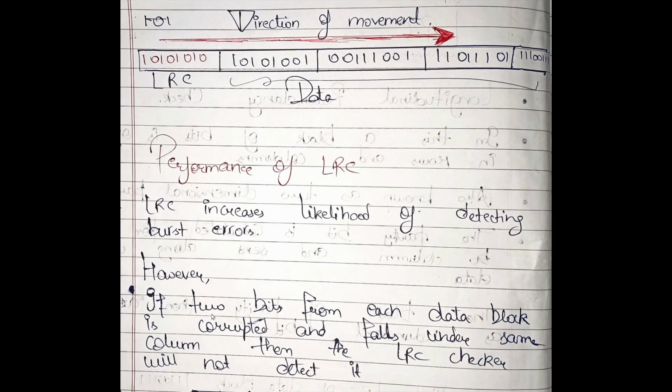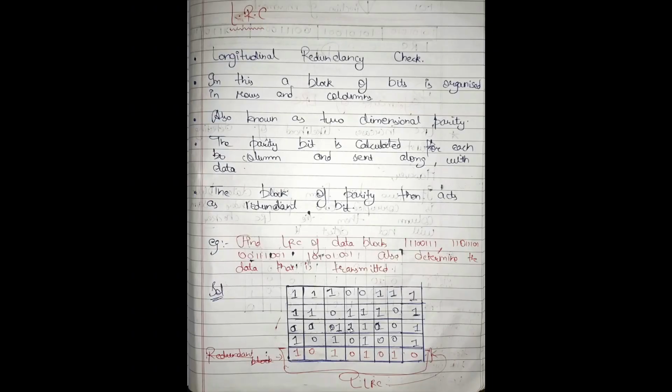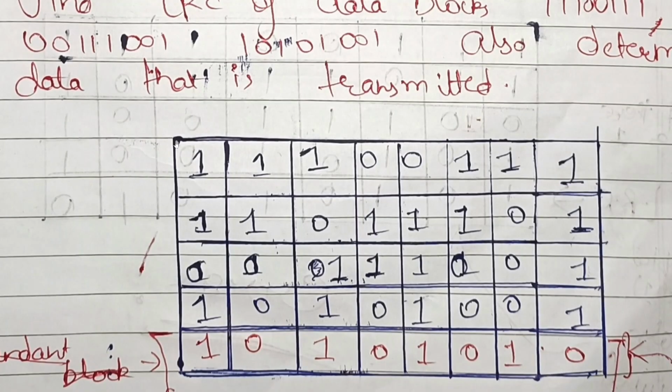However, if 2 bits from each data block are corrupted and fall under the same column, then the LRC checker will not detect it. What does it mean? Suppose 2 bits of the same column got corrupted. Like suppose this is a column, right? Suppose this 1 got converted into 0 and this 0 got converted into 1.